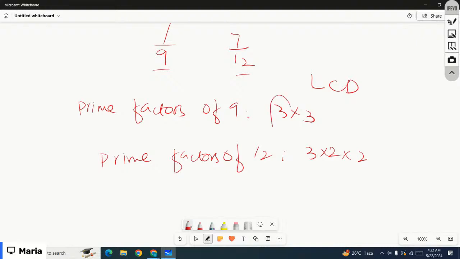So this is the common factor, and the rest of the factors are 3 times 2 times 2. 2 times 2 is 4, 4 times 3 is 12, and 12 times 2 is 24. So the least common denominator for 9 and 12 is 24. The correct option is 24. If you have any question related to the example, you can please ask.